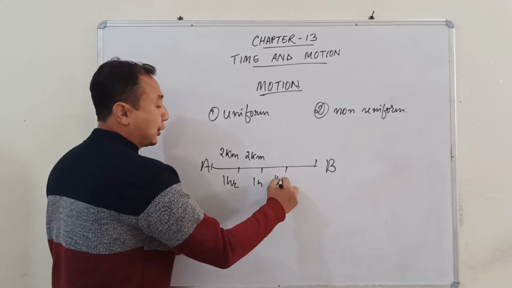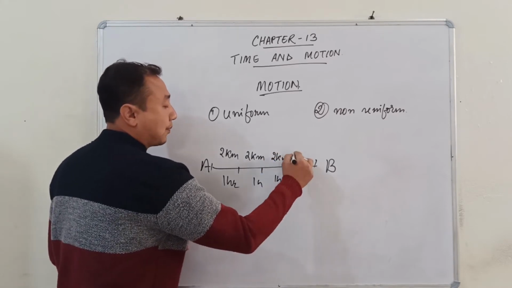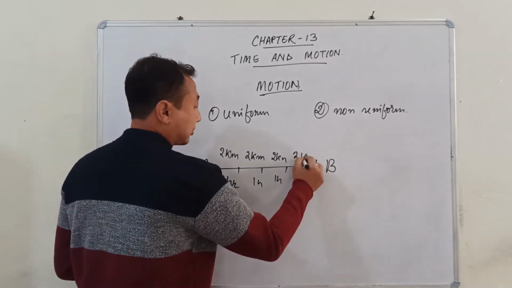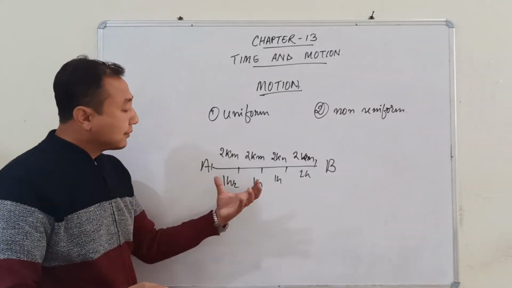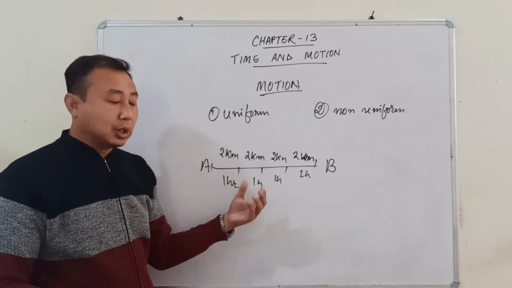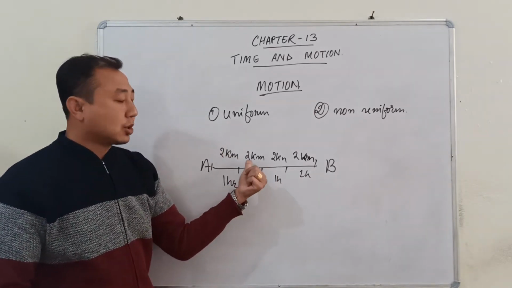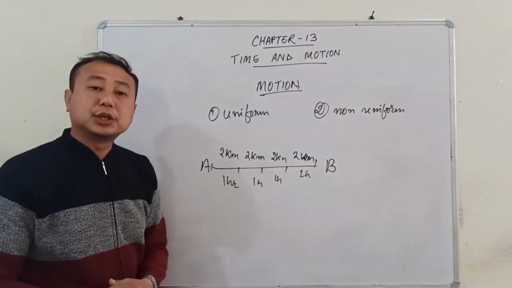In the next 1 hour also, a distance of 2 km is covered, and in the last 1 hour also, this object covers the same distance, 2 km. So here, when we observe the motion of this object, in every regular interval of time, this object covers same distance. Such type of motion, we call it as a uniform motion.